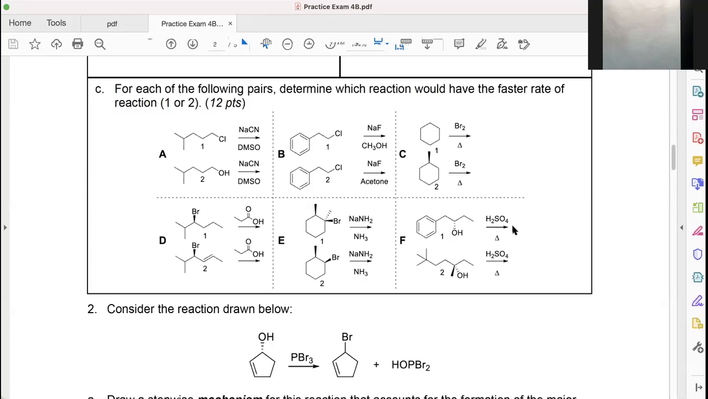So let's take each reaction condition, A, B, C, D, E, and F, one at a time and see which one goes better. So in A, it clearly looks like we're having some sort of SN2 reaction. I see a strong nucleophile, a polar aprotic solvent, and I see a primary substituted starting material. But now it comes down to which leaving group is better. The better leaving group is the weaker base, okay? Or we can rationalize it's the more stable structure. So out of a chloride anion leaving or the hydroxide anion leaving, which one is more stable?